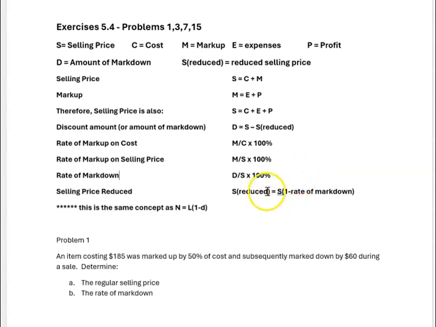Okay? So again, it's the same concept as when we were looking at your net price equals your list price multiplied by 1 minus your discount percentage. That's the same as your reduced selling price equals selling price multiplied by 1 minus rate of markdown. It's just using a little bit of different terminology because it's used in a little bit of a different situation.